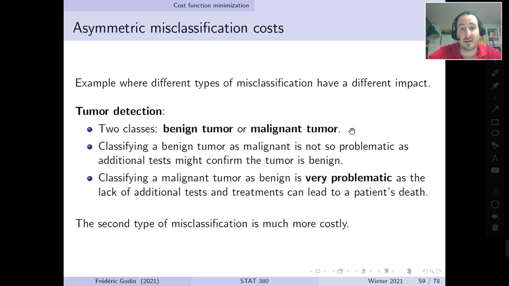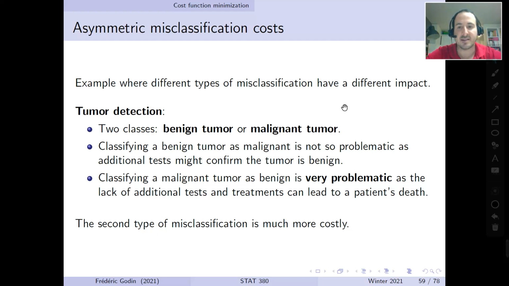Let's give an example, and these examples stem from cases where the costs associated with the different types of misclassification are asymmetric. Let's give the example of tumor detection. Say you have scans of various tumors, and from these scans you can extract some features of the tumors, and based on these features you'd like to determine if the tumors are either benign or malignant.